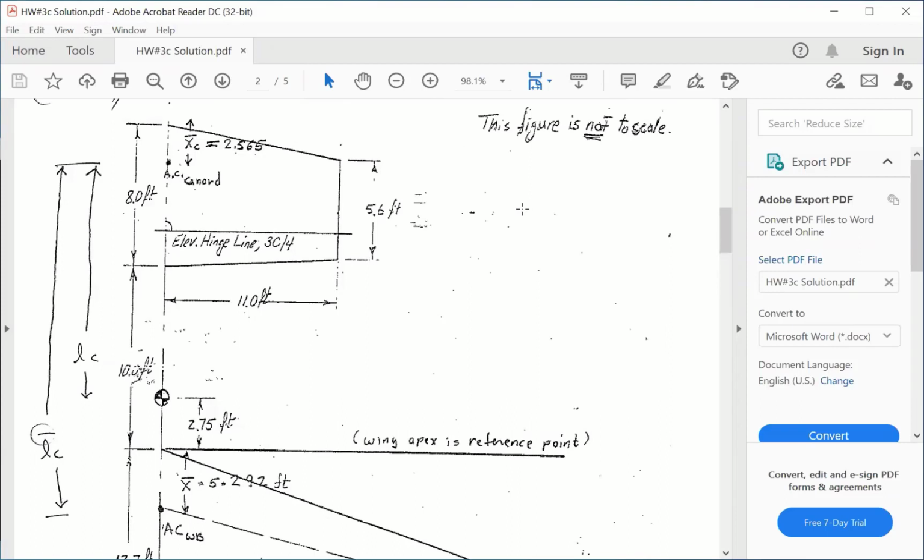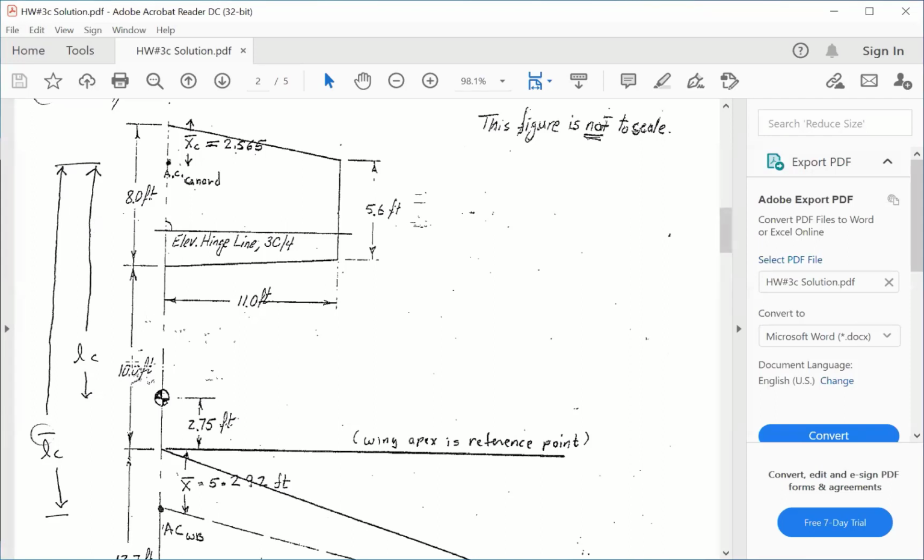So there's the figure, and there's the two distances. LC is the distance from the AC of the canard to the CG. And notice how we've defined it here as positive forward. With the tail, we had defined it as positive aft. And then LC bar is this distance here. So really, this is just adding and subtracting numbers.